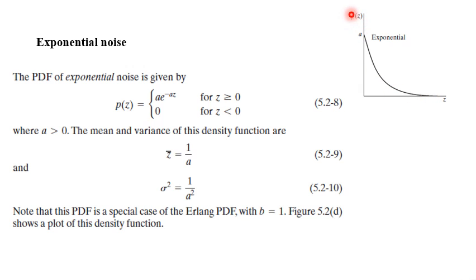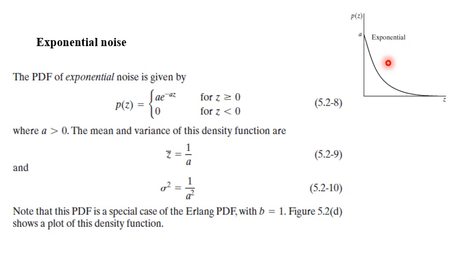And you are very familiar with the exponential distribution curve. So here you can see the probability density function of the exponential noise, given by p of z versus z. What is the maximum value here? That is a. So the maximum value is a, and as the value of z increases, you can just analyze this function.